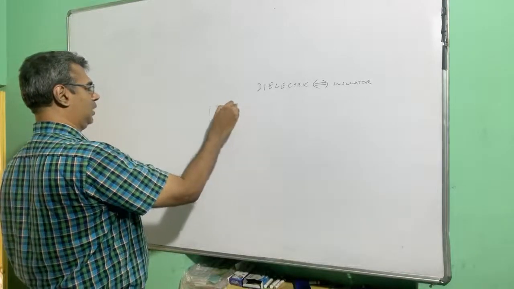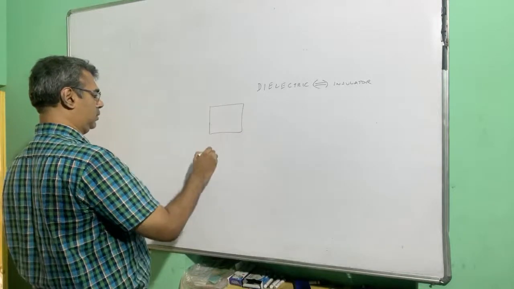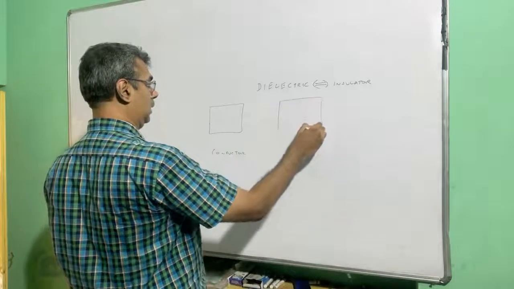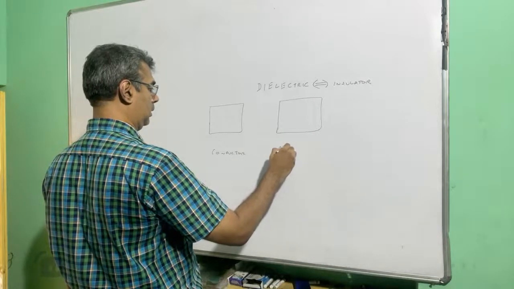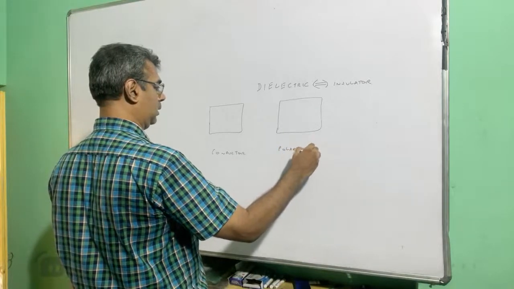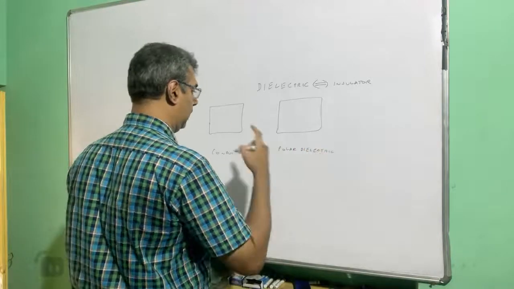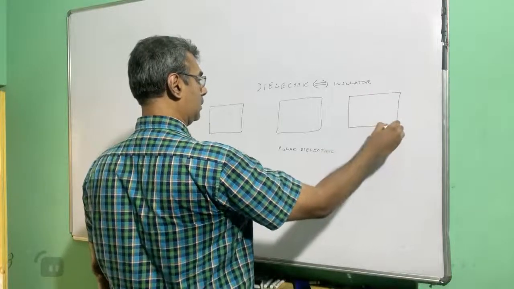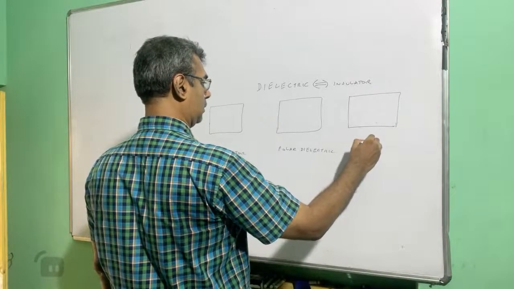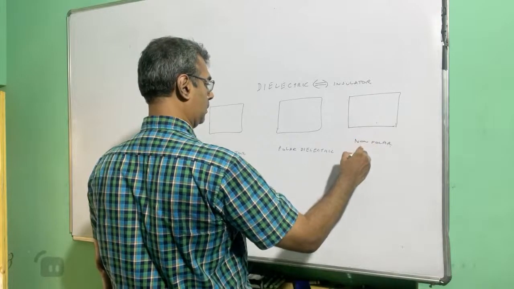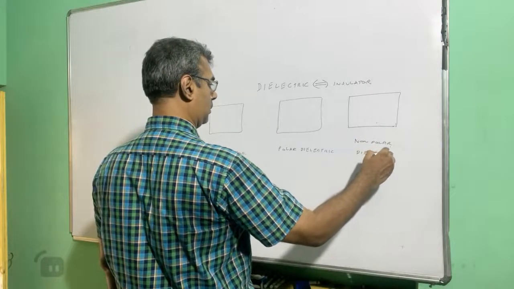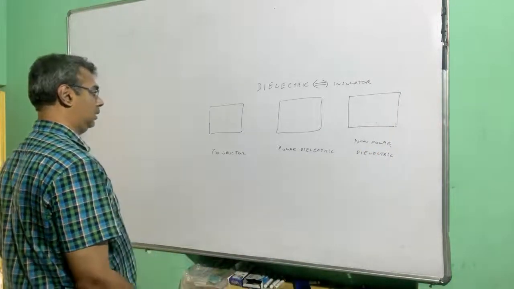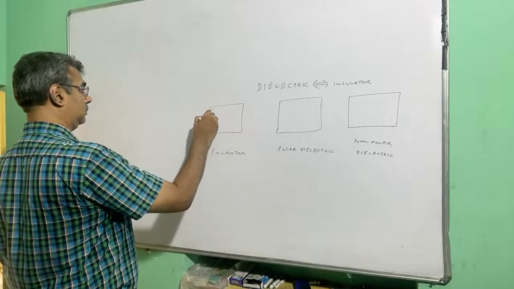Now what you have to understand is that suppose you have a conductor, or you may have a polar dielectric, that is polar insulator. Or you may have a non-polar dielectric, that is non-polar insulator.